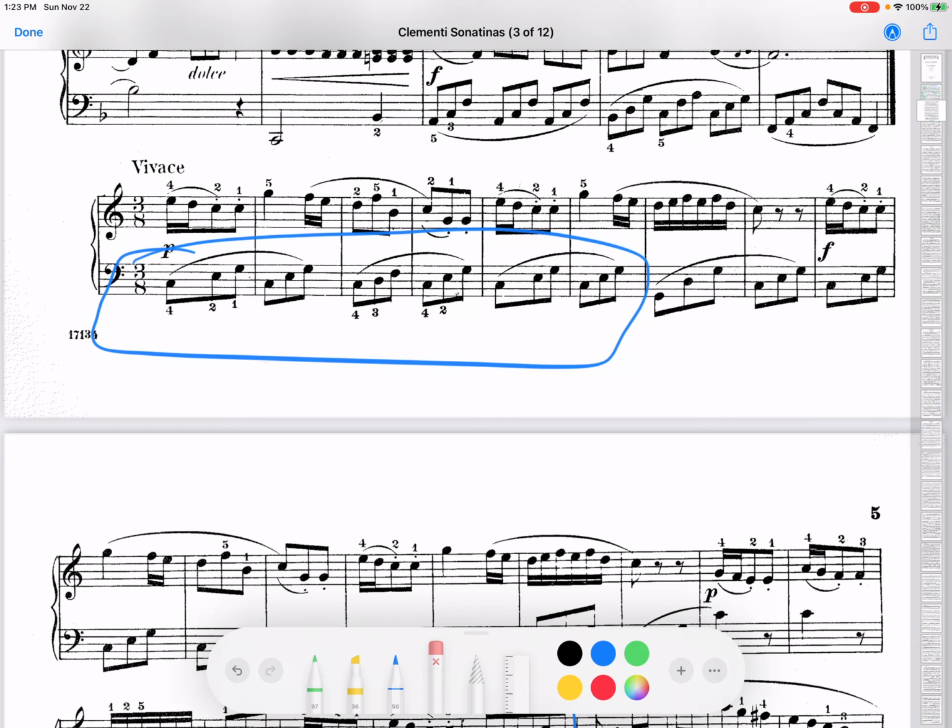That is, of course, a C major triad, and the beginning of this movement, the third movement, is in C. This is a very short little sonatina by Clementi, and a lot of piano students learn this pretty early on when they're learning piano. Okay, the next change is here.